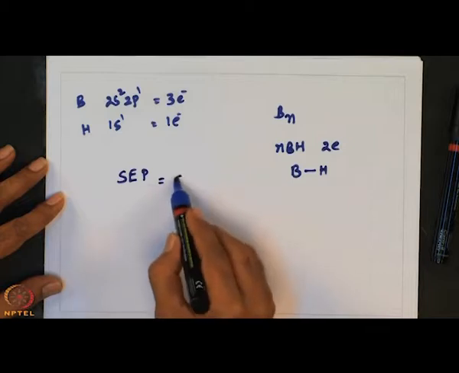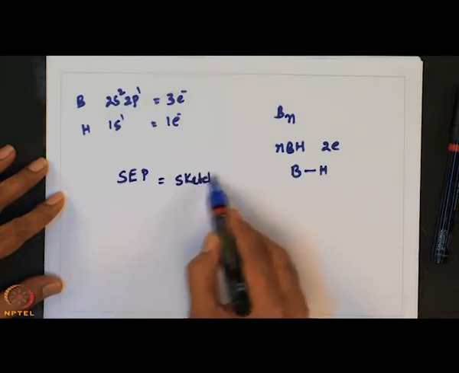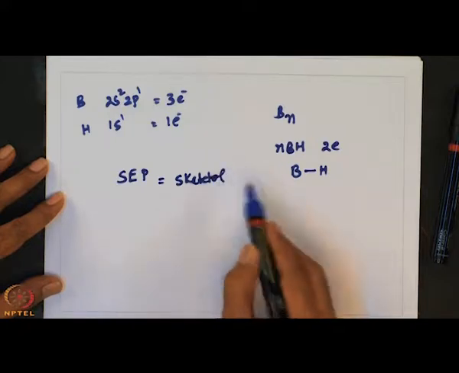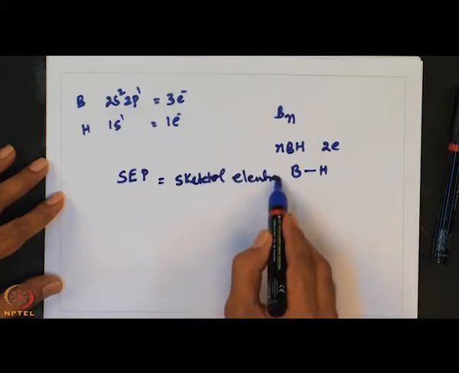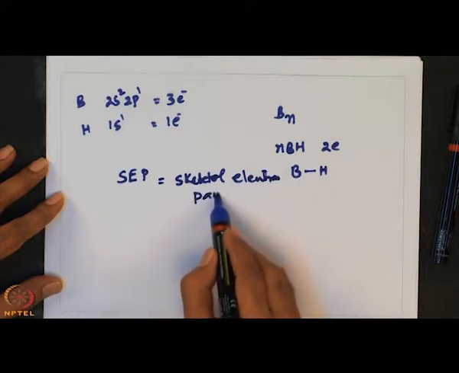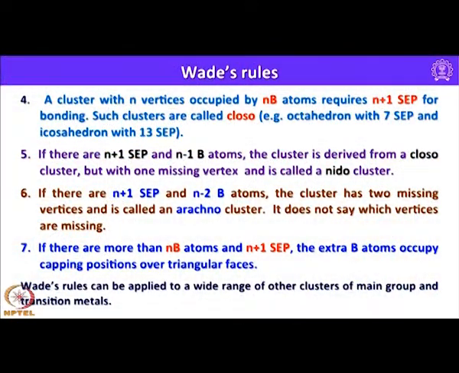This is called skeletal electron pair. You can see I have given these details here. A cluster with n vertices occupied by n boron atoms requires n+1 skeletal electron pairs for bonding. Such clusters are called closo. For example, an octahedron will require 7 skeletal electron pairs and an icosahedron would require 13 skeletal electron pairs.